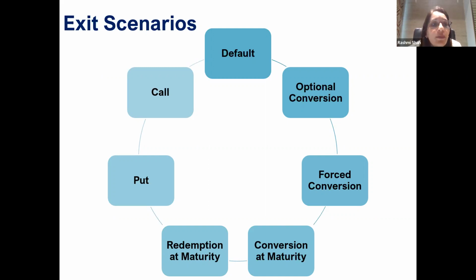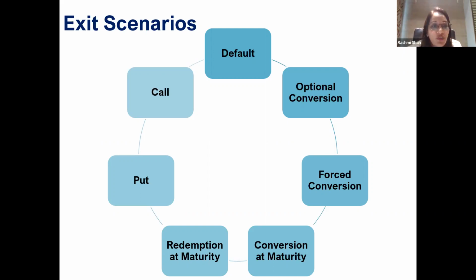Next is conversion at maturity. So now the bond has not been called nor converted before maturity. And only at maturity, the investor chooses to convert the bond into shares. That's called conversion at maturity. At times, many terms also specify that in the first 3 years, no conversion can happen, and at the end of 10 years, only the conversion will happen. So in those cases, the conversion is definitely at maturity.